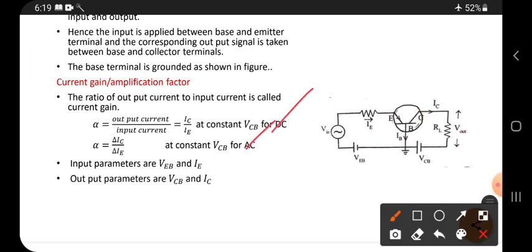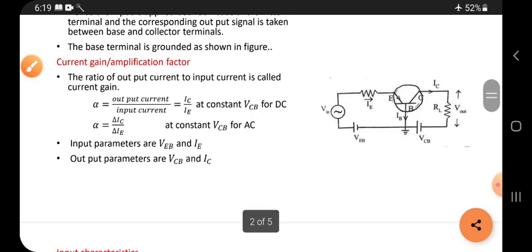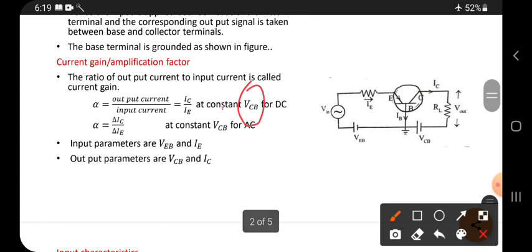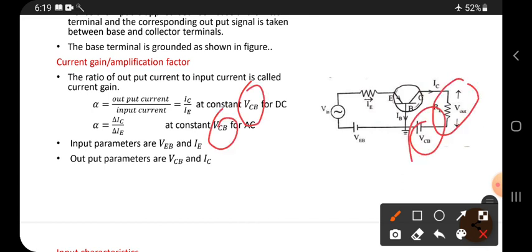DC means direct current, AC means alternating current. So this is at constant VCB, where VCB is the output voltage.